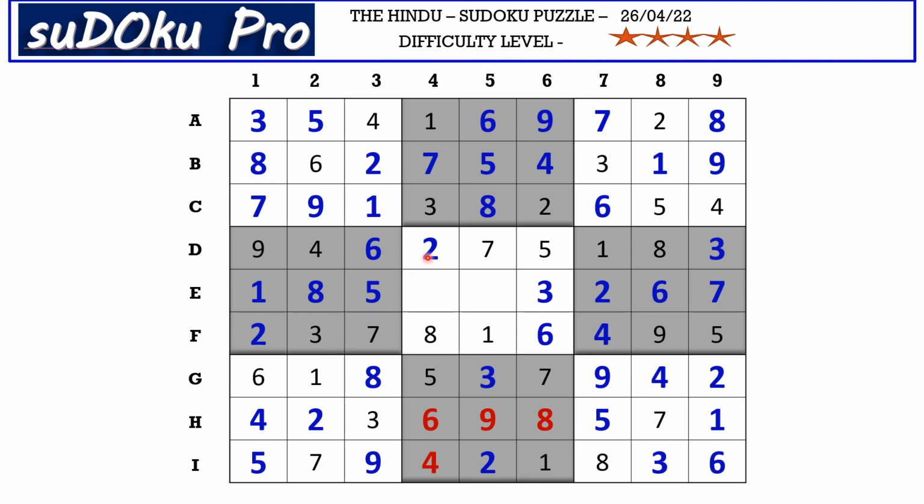In the central block, now the missing numbers are 4 and 9. There is 9 blocking from here. So E5 takes 4 and E4 takes 9. And the puzzle is solved.